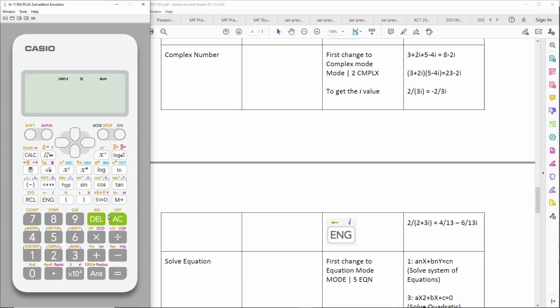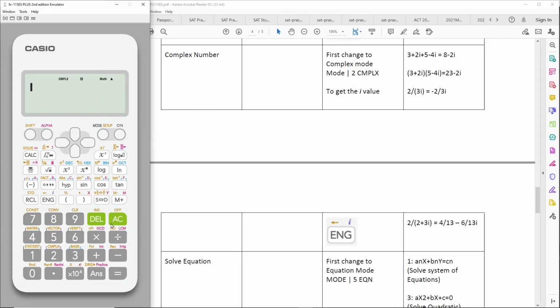So for example, if I want to do 3 plus 2i plus 5 minus 4i, I just do 3 plus 2i plus 5 minus 4i, do equal, and it gives us a complex number result, 8 minus 2i. So that basically combines the i terms, the imaginary parts, and combines the real parts. So 3 and 5 are the real parts, give you 8. 2i minus 4i gives you negative 2i when you add the complex parts together.